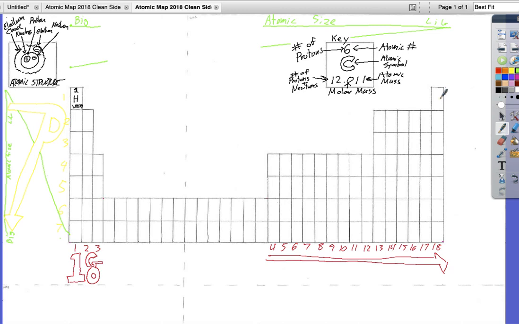Where does the biggest atom live? Very good. I saw lots of hand signals, and I heard the big. Very good. We got big, and we got big. This is our largest atom.